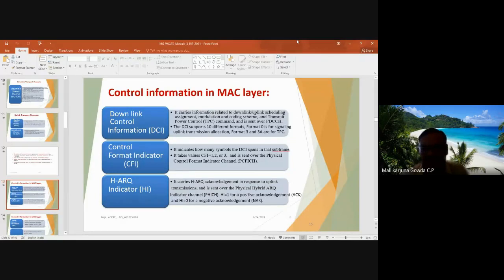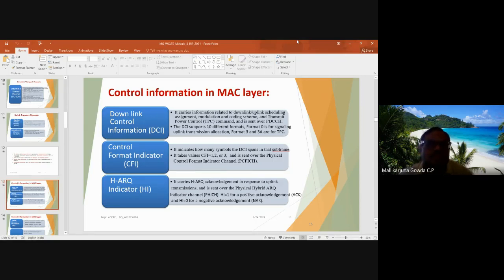What are the different types of physical layers? Okay, I don't know how many of you are aware of this. The MAC layer is one of the most important layers, right? It does many things. So let us try to understand what control information there is in the MAC layer as far as LTE is concerned.